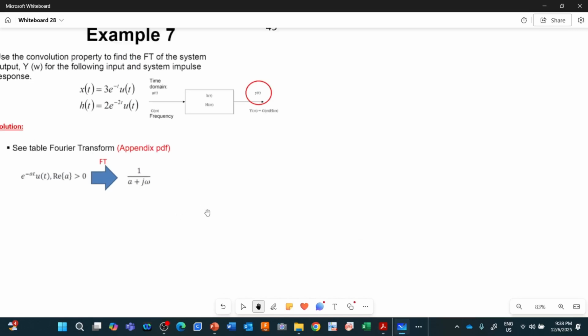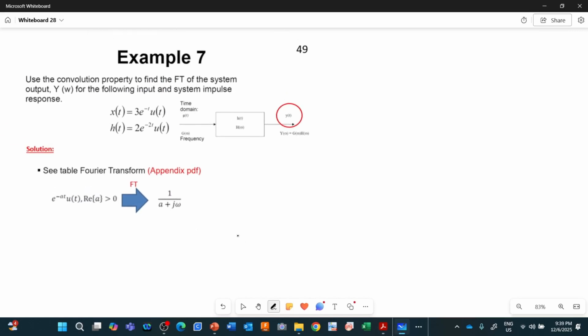First, let's understand the question, because I'm afraid that some students, when they don't understand the question, cannot get Y. You are given x(t) and h(t). If you have a block diagram like this, h(t) is this one, the impulse response. x(t) is the input. The question asks, find the Fourier transform of the system output. Where's the output? It's over here, y(t).